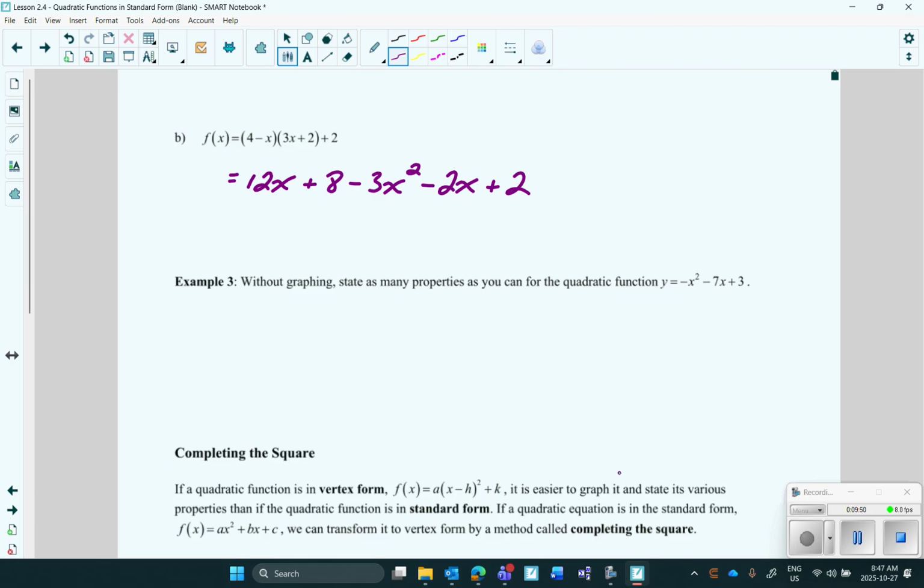Now we have to collect like terms if we can and put it in the right order. The x squared term goes first. So minus 3x squared will go first. 12x minus 2x makes plus 10x. That goes next. And then the simplified number goes last, plus 8 plus 2 gives me plus 10, and now I'm in standard form.